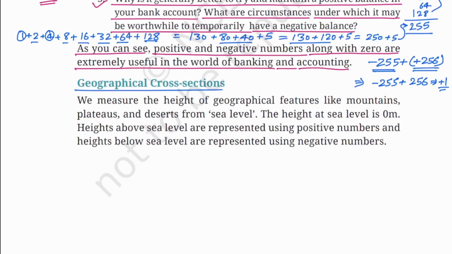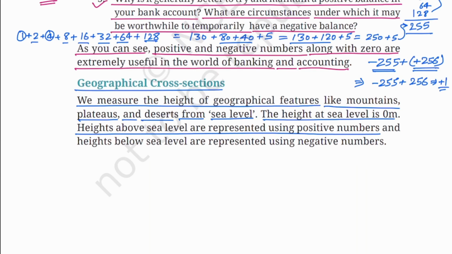Geographical cross sections. We measure the height of the geographical features like mountains, plateaus, and deserts from sea level. The height at the sea level is 0 meter. Height above sea level are represented using positive numbers and heights below sea level are represented using negative numbers.